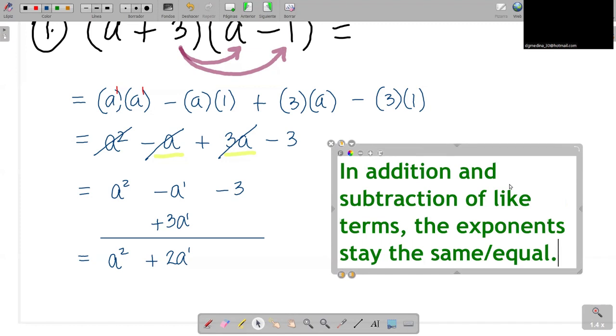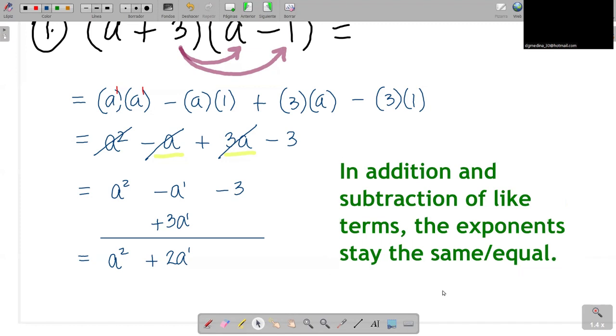Stay equal. Okay? It's important here. And now the minus 3 plus 0 is minus 3. And this is our simplified answer. Why? Because we reduced all the like terms. So this is the final answer. Okay? So it's important to make sure that we reduce all the like terms in the expression.